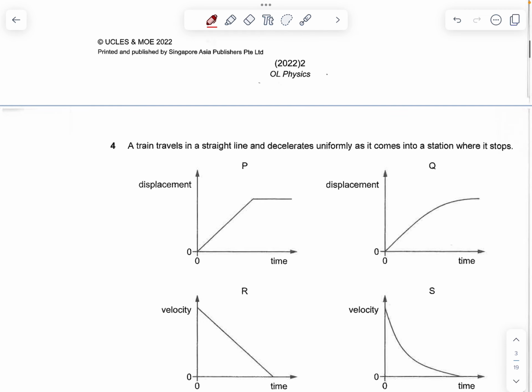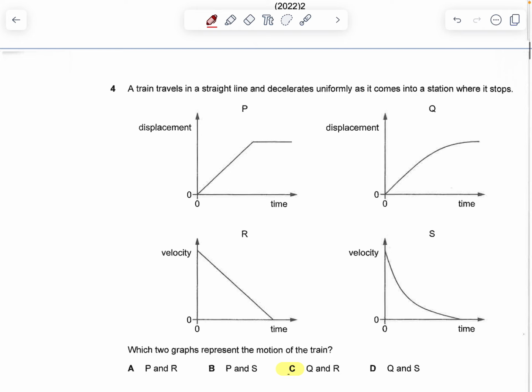Next. Question 4. A train travels in straight lines and decelerates uniformly as it comes to a station where it stops. So, decelerates uniformly means a is a constant. It comes to a stop, means v, final velocity, equals 0. So as we know, the gradient of a displacement-time graph is equal to the velocity.